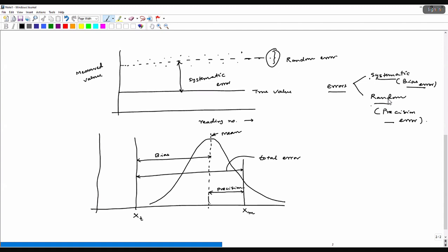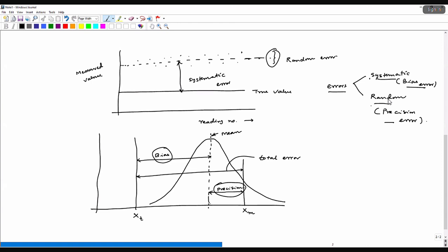In this particular case, the way I have drawn it, the bias error seems to be higher than the precision error, but not necessarily always. There are cases where precision error can exceed bias error and vice versa. So what is actually systematic or bias error? As you can see from this graph, it is basically the offset between the mean value and the true value of that particular data. So let's say you measure temperature, the difference between the mean temperature and the true temperature, right?